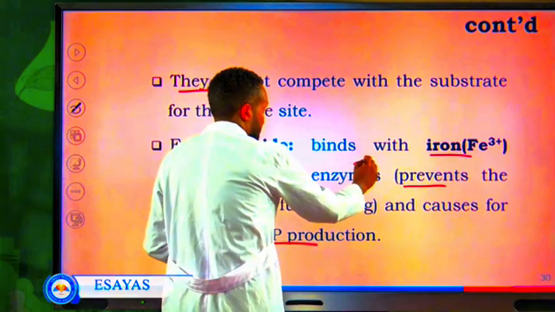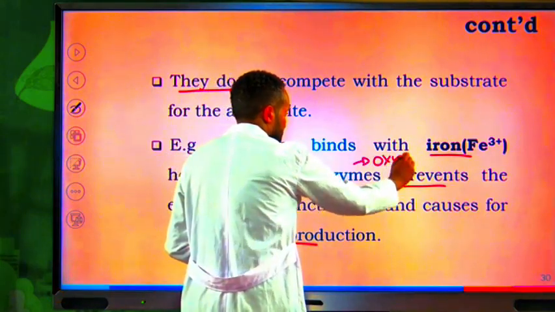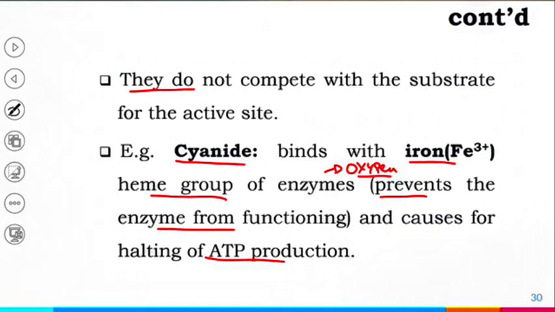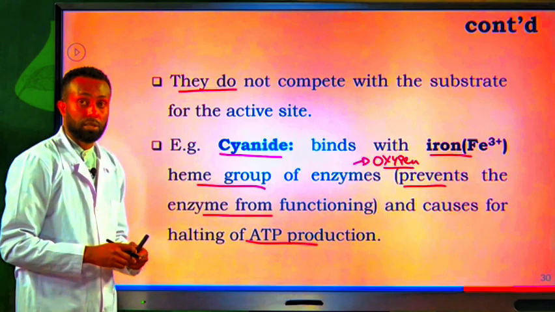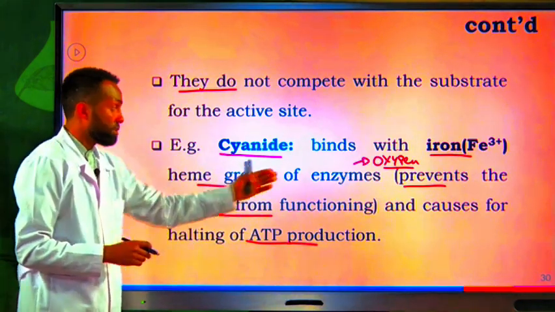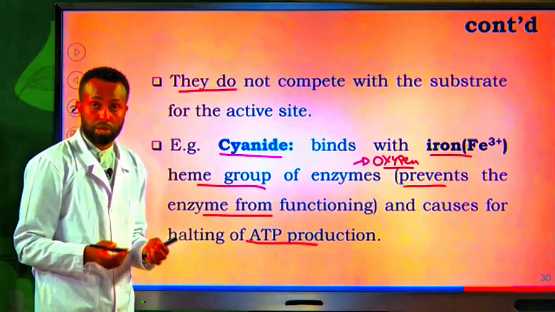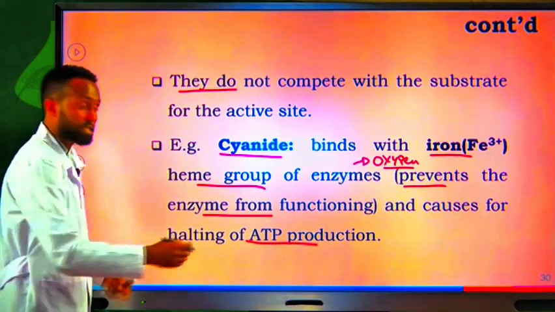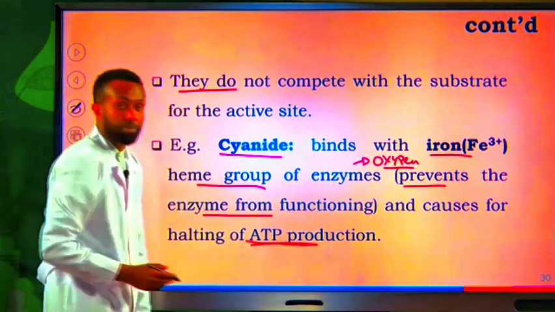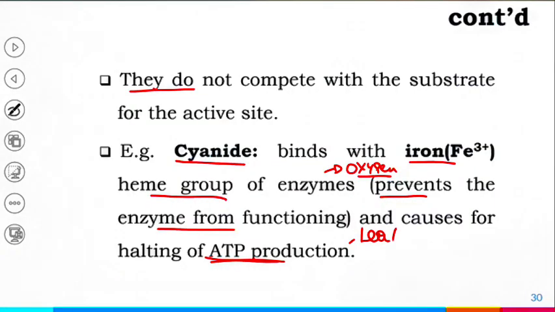This group of enzymes helps us with the transport of what? Oxygen. So on the heme group, there is transport of what? Oxygen. As a result, this cyanide ion binds with the iron. It prevents the enzyme from functioning. This cyanide reduces the movement of what? Oxygen. As a result, without oxygen, no cellular respiration takes place. So it is the cause for the decreasing or halting of what? ATP production. Finally, this leads to death. So cyanide is the best example for a non-competitive inhibitor.